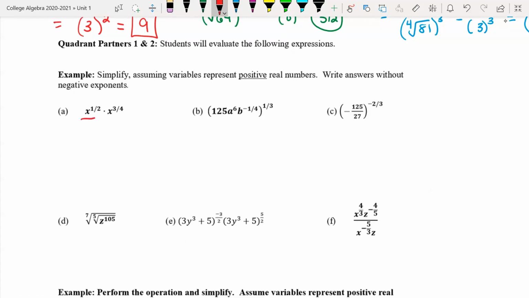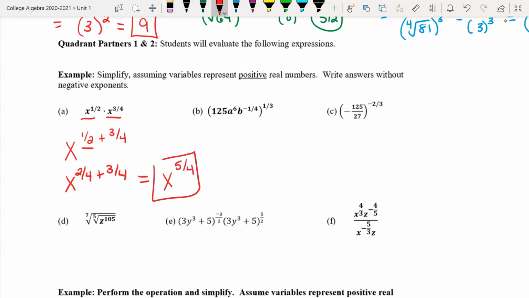So I'm going to give you something like this. If I multiply exponents that have the same base, I'm going to add those exponents. So I'm going to take 1/2 plus 3/4. Here's the thing: whenever you add fractions, they have to have the same denominator. So I'm going to change this to 2/4, because I'd multiply the top and the bottom by 2. So now my answer is x to the 5/4. And you can literally write it like that, x to the 5/4.